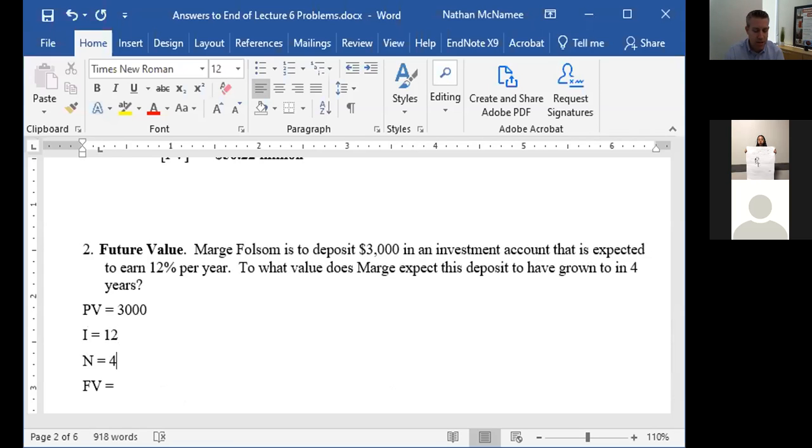Remember to clear your register by hitting second clear TVM. So we're going to put in 3,000 for present value, PV. We're going to put 12 for I, and we're going to put 4 for N. Now we're going to hit the compute button and click future value. Okay, so what is the future value? If this is earning 12% annually for 4 years, what is it going to be worth 4 years from now?